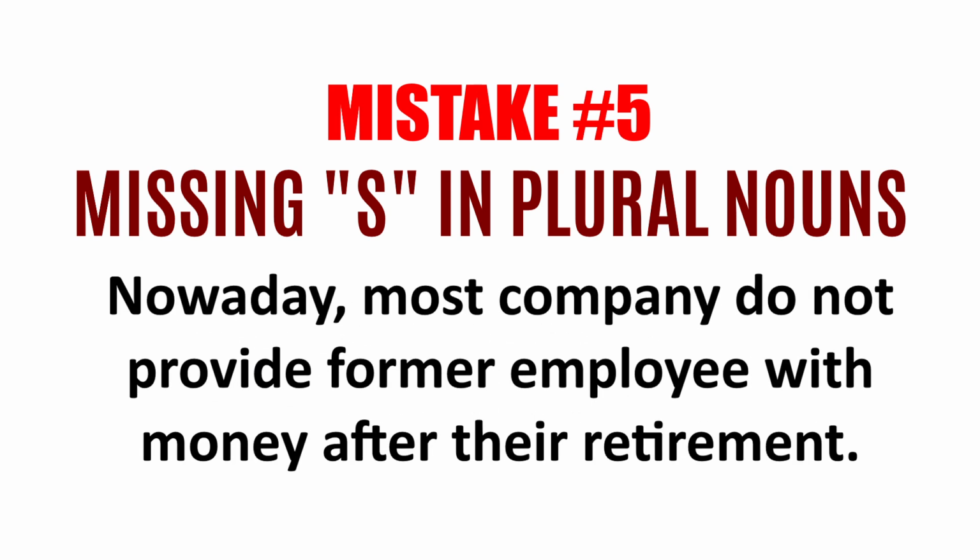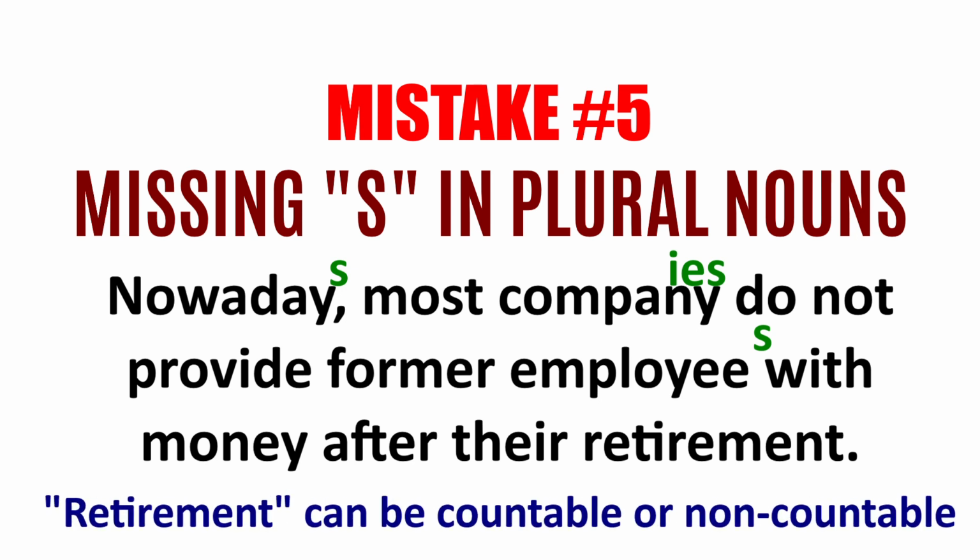Number 5, a similar problem with a missing S. So let's look at this example. Nowadays, most companies do not provide former employee with money after their retirement. But company is countable. We have most. So 1 company, 2 companies. So most companies. Employee is countable. So you need former employees with money after their retirement. Now, you could say in this situation, you could also say retirements.